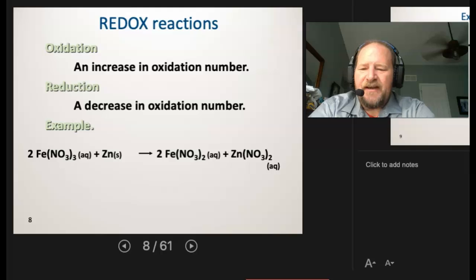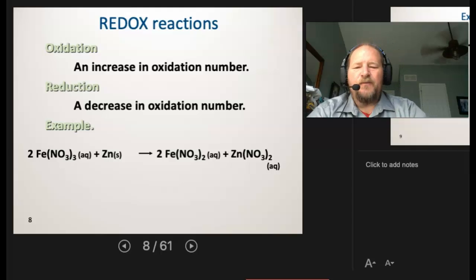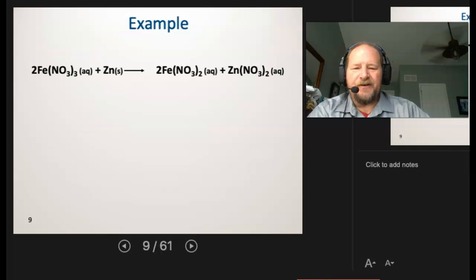So here we're going to take iron 3 nitrate reacted with zinc, and it's going to produce iron 2 nitrate and zinc nitrate. Now notice it's already balanced for you. These are redox reactions. There's a special way to balance these that we don't cover until we get to 150. So whenever you're dealing with redox reactions, they will already be balanced for you. What you're going to need to be able to do is assign what's been oxidized and what's been reduced. So let's look at how we're going to do that.